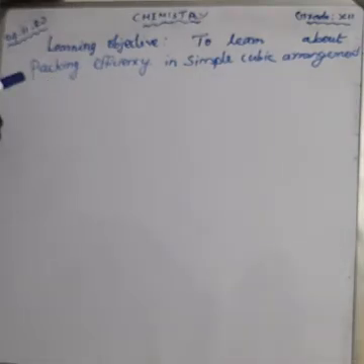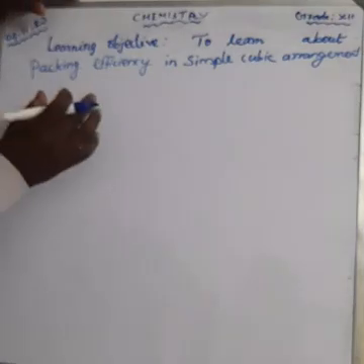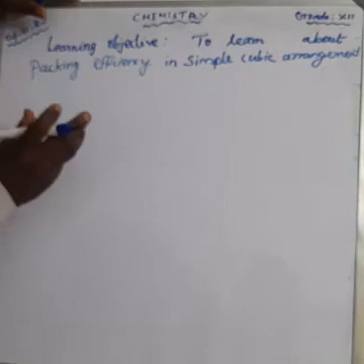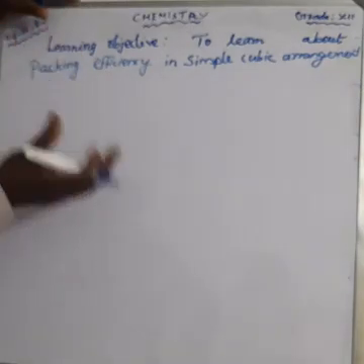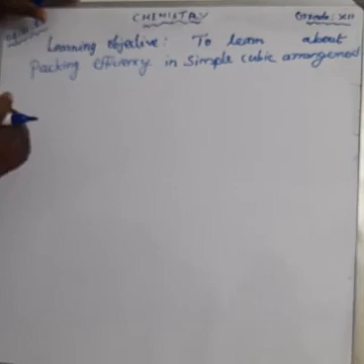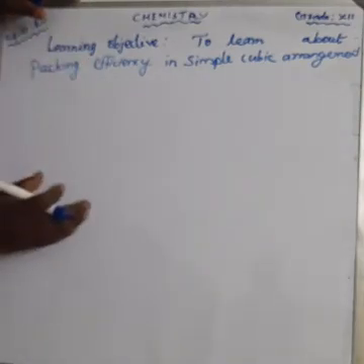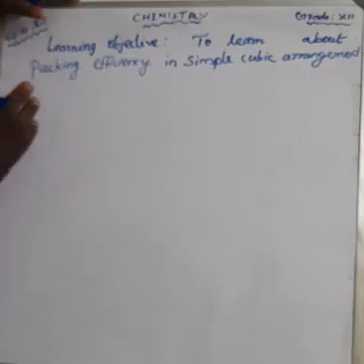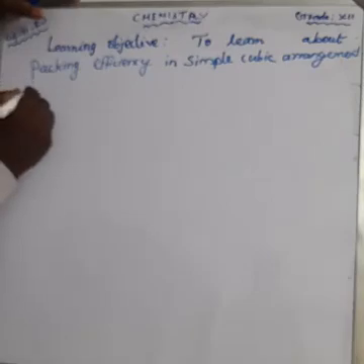To learn about the packing efficiency in simple cubic arrangement, the packing in crystal. Let us consider the packing of fruits for display in a fruit stall. The fruits are arranged in a certain arrangement, a linear arrangement. We can say two-dimensional close packing arrangement, three-dimensional close packing arrangement, like that. First one is a linear arrangement.